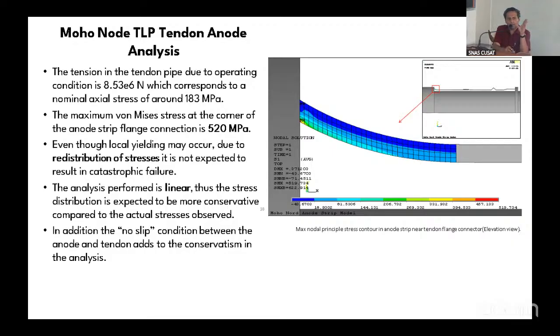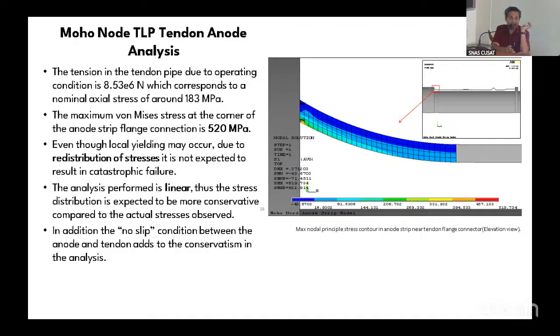And the key thing here is whether the primary stresses get exceeded. The primary stresses are basically the stresses due to the beam theory, like MC over I. If the primary stresses get exceeded, you're going to have catastrophic failure. If the secondary stresses, which are due to the geometric imperfections and all that, get exceeded, you still might be able to pass it. So in this particular case, even if there is local yielding due to redistribution, it is not expected to result in catastrophe.